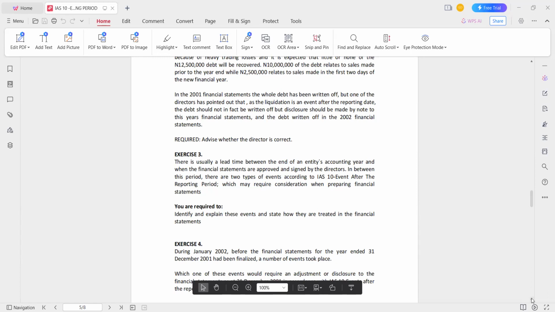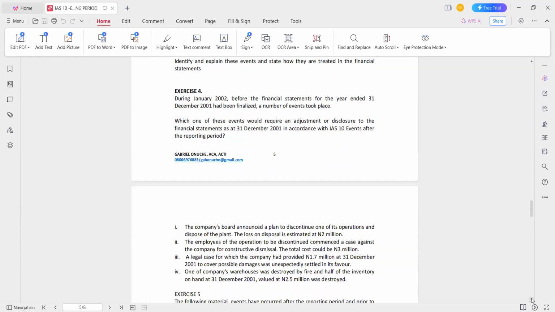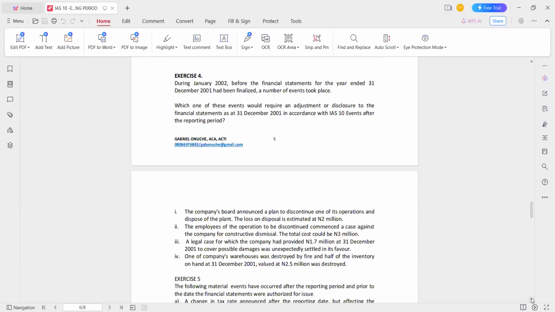Well, I want to believe that we understand this. As I said, adjusting events are events that give evidence of conditions that existed at the end of the reporting period and before the financial statements are authorized for issue. Then non-adjusting events are events that give indicative evidence after the reporting period, and I explain what it means for better understanding. Okay, let's look at question 4. Go ahead and help us with it.